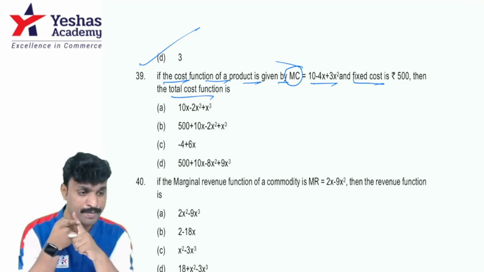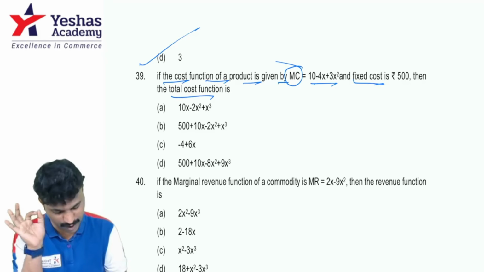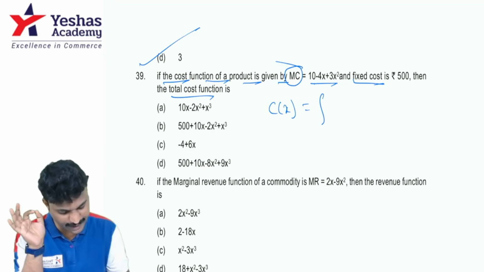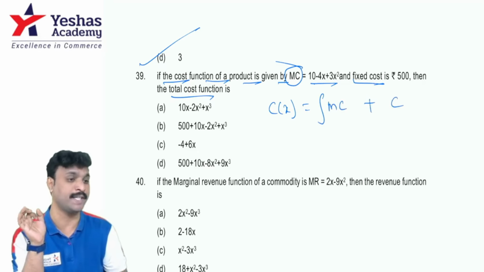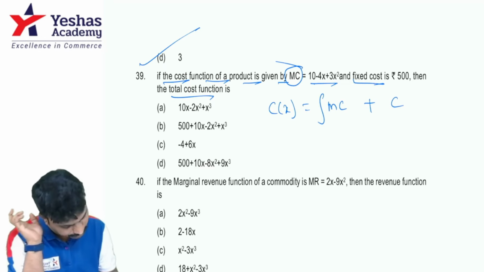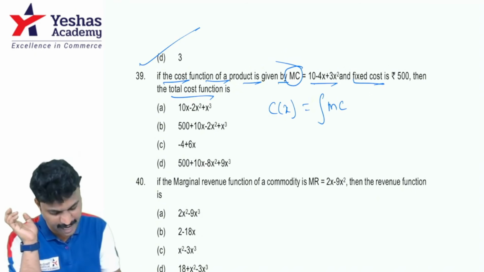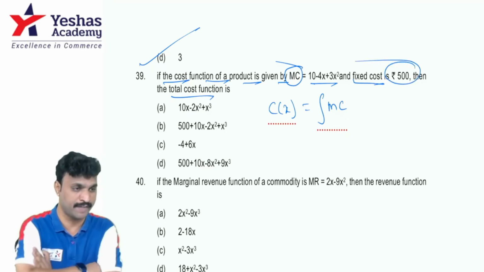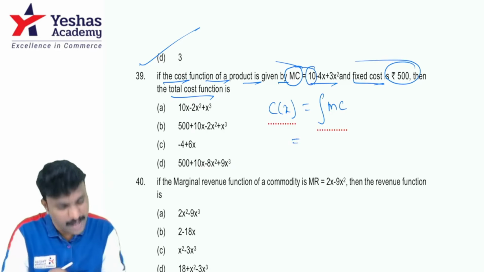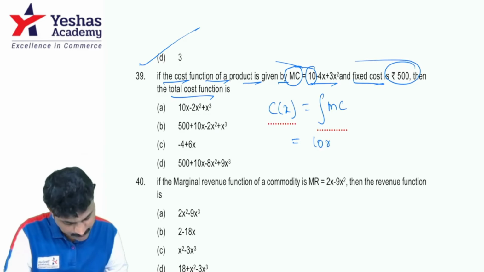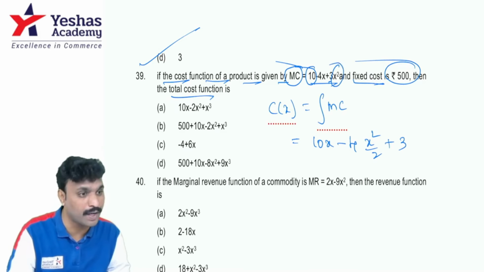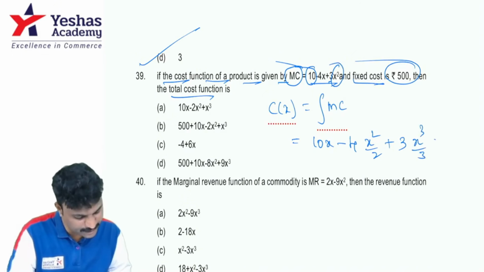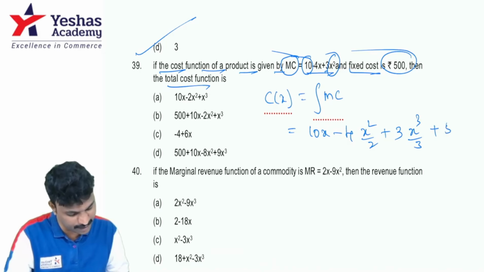If I have a marginal cost, if I want to find the total cost C of x, what I need to do is integration of marginal cost plus constant C. What is that constant C? Finally I have to take plus C, because when I integrate the indefinite integral, I get plus C. That plus C is only the fixed value 500. So integrate this. Guys, integration of 10 is 10x. Integration of 4x. 4 is a constant. Integration of x is x square by 2. 3 is a constant. Take it out. Integration of x square is x cube by 3. Plus the constant. The constant value over here is 500. Clear?